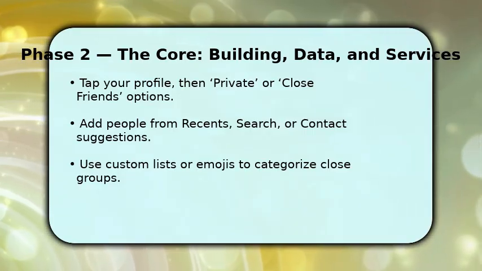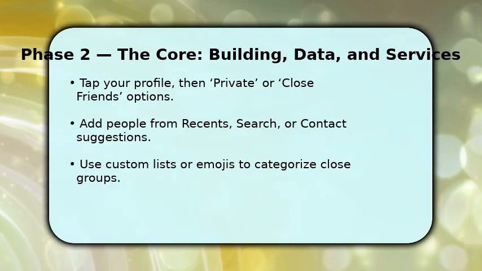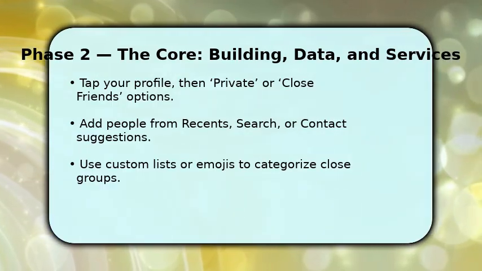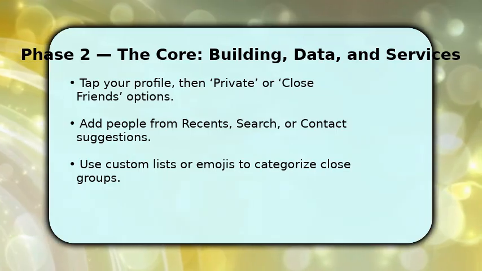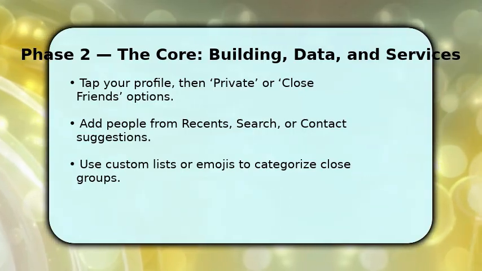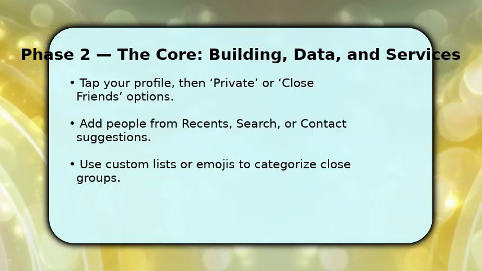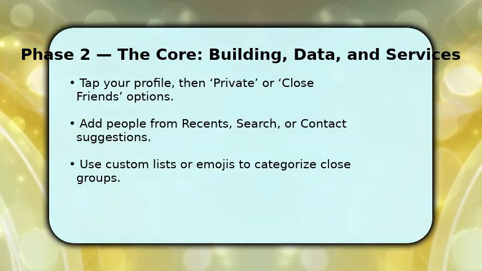Next, add members from recents or search, type a name to find them quickly, and confirm additions. Use emojis or a custom list name to mark groups for different contexts. This helps you control who sees certain snaps. Because Snapchat prioritizes recent interactions, adding people you message often keeps the list relevant and active.